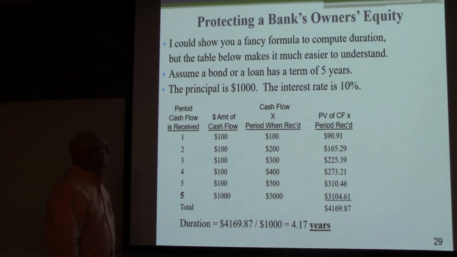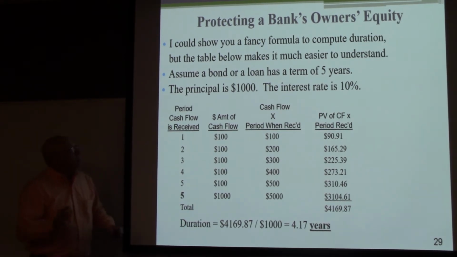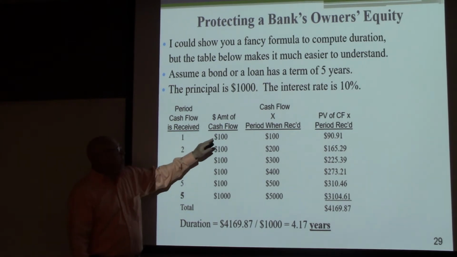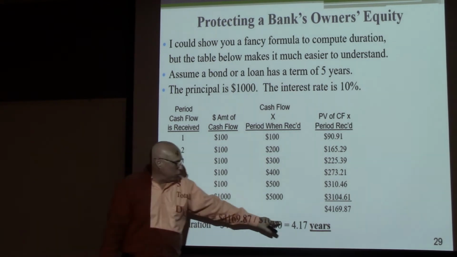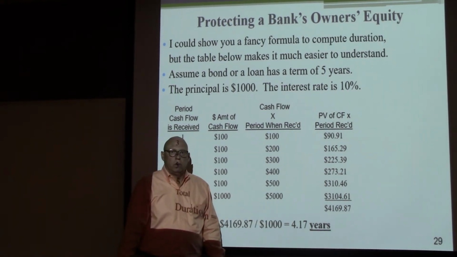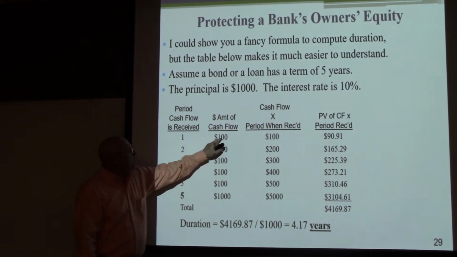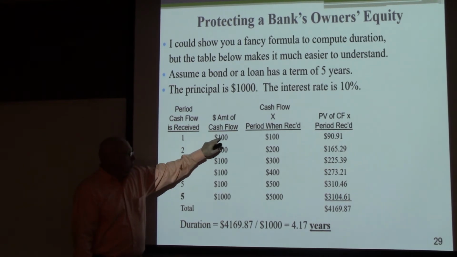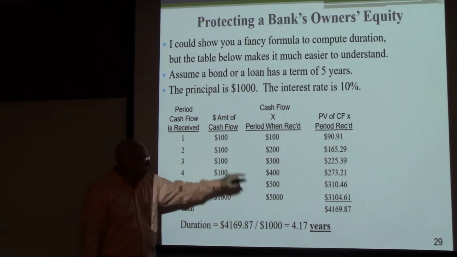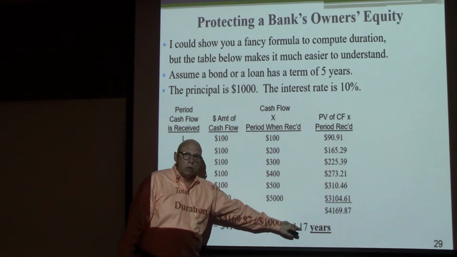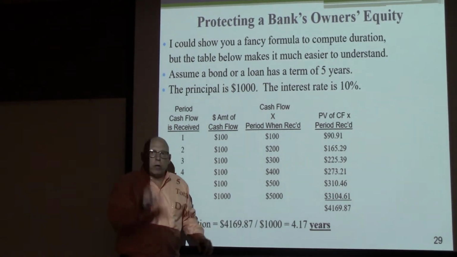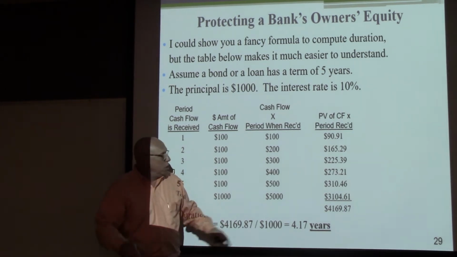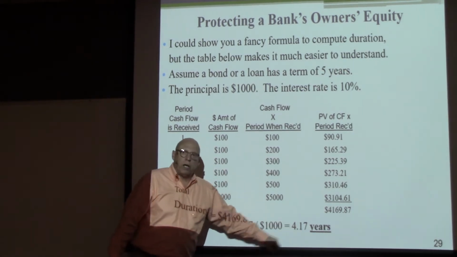Now I want to tell you something, that the higher the interest rate and the higher the coupon payment here, the shorter this will be. If this paid semi-annually instead of annually, this would be shorter. So the higher the cash flow and the more frequently you get the cash flow, the shorter duration is.